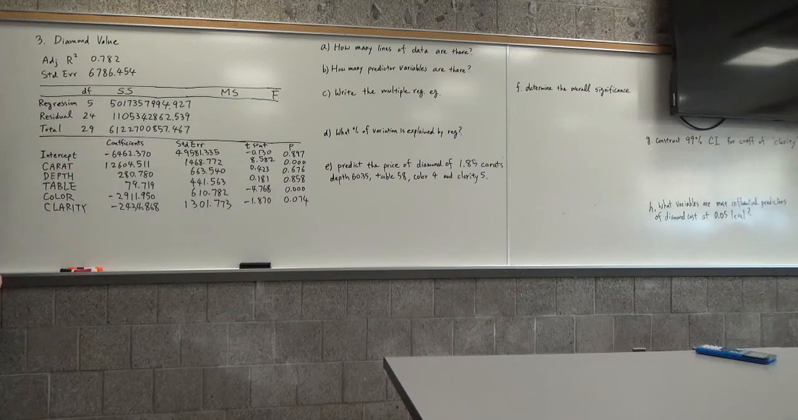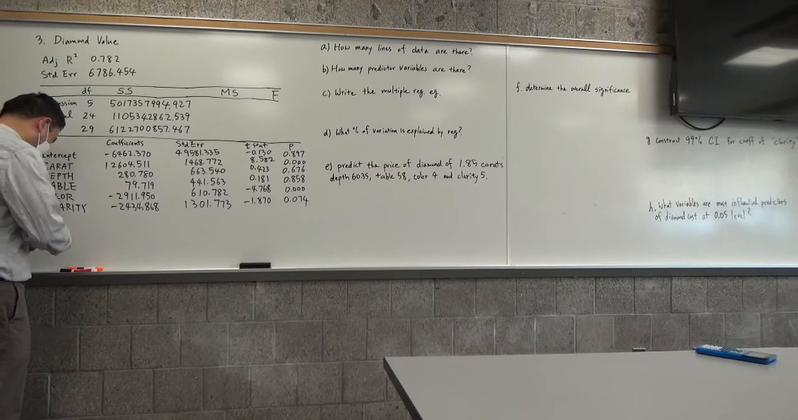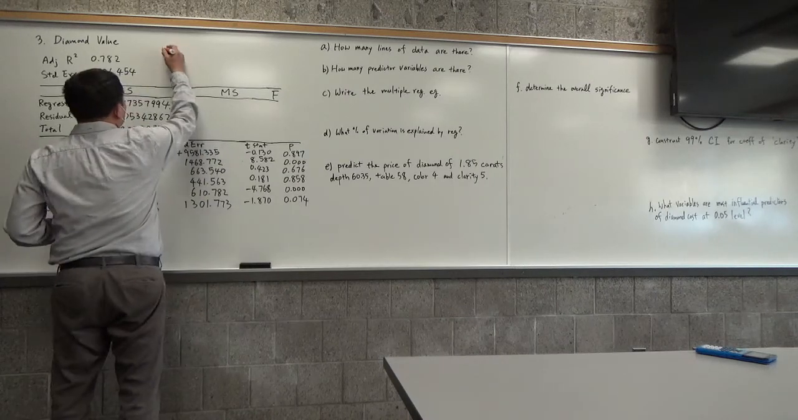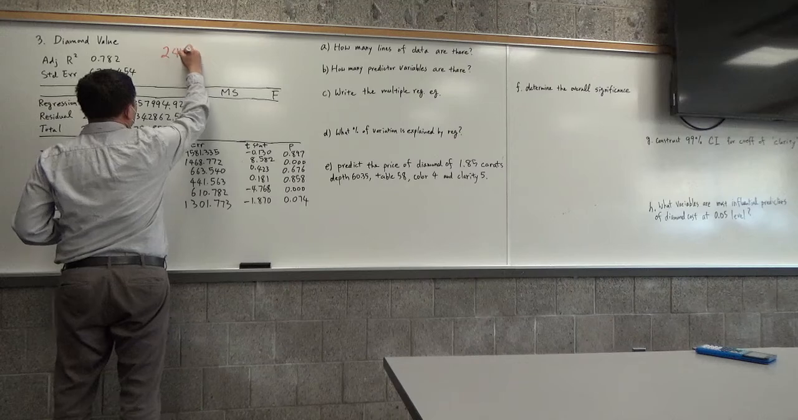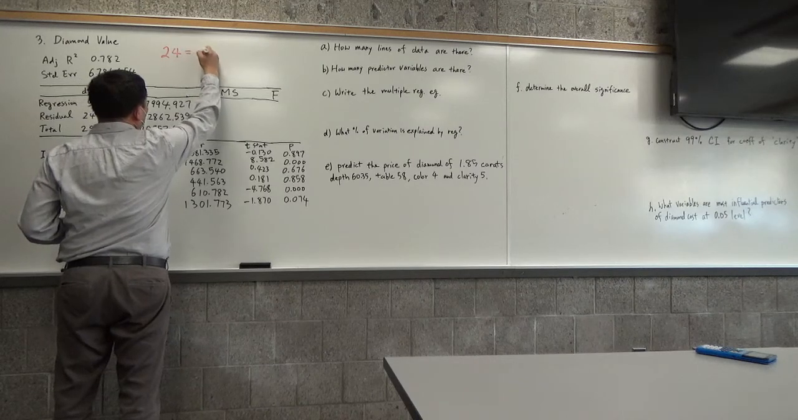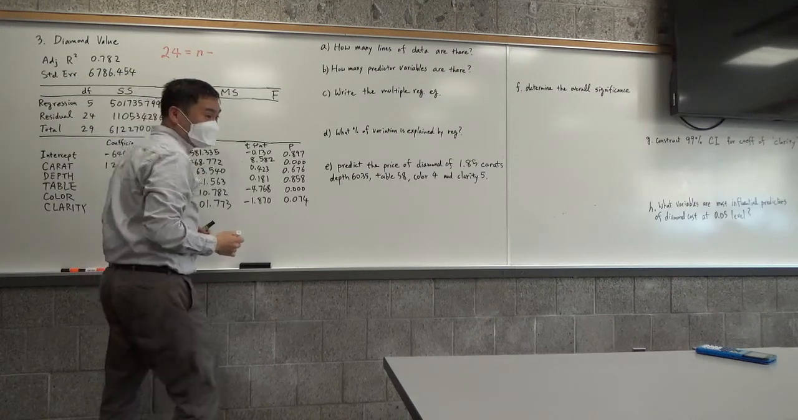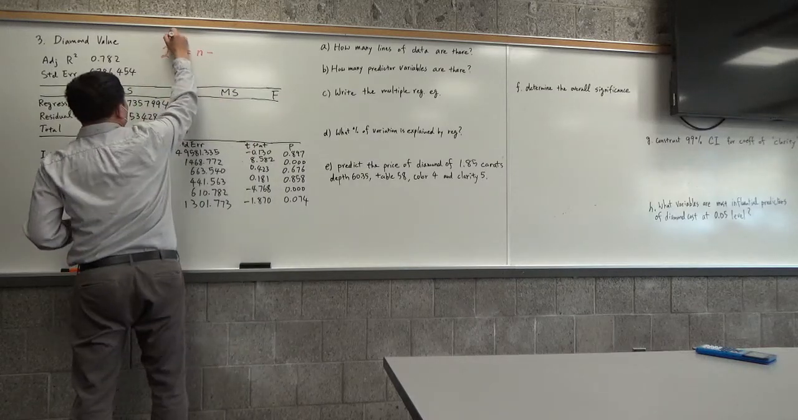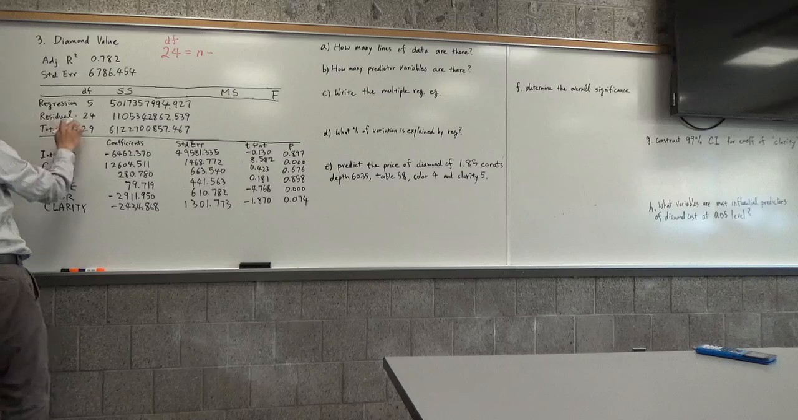You're solving for n, right? 24 equals n minus 3. So this is the degrees of freedom of the residual.